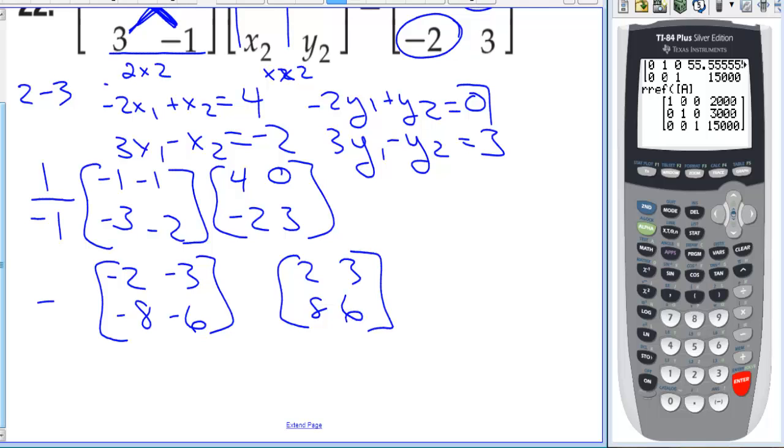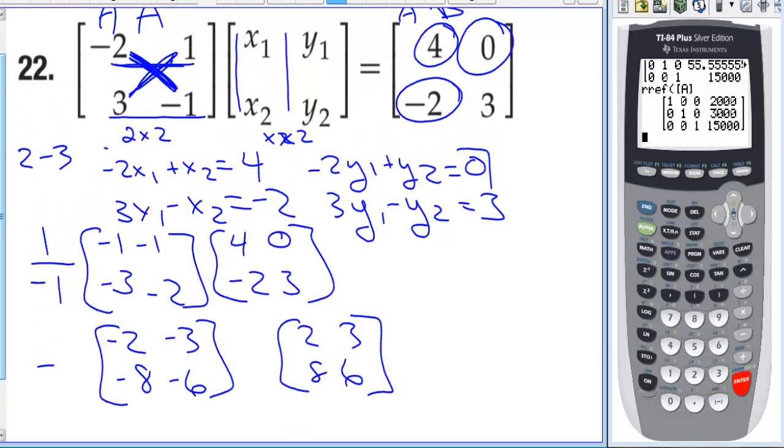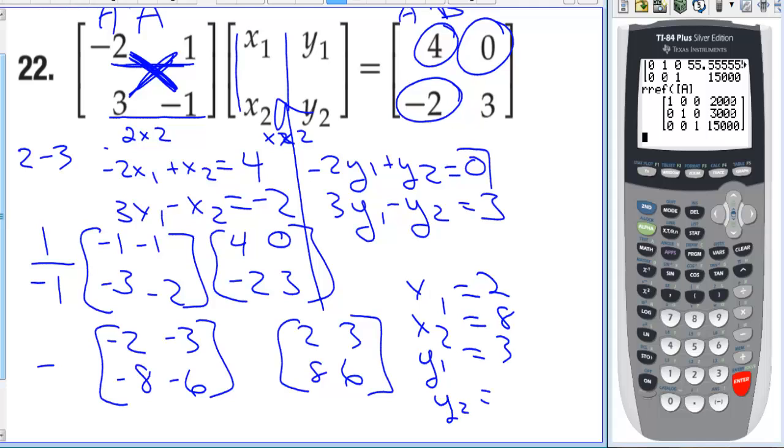But we need to answer the question. Now these are in the same spots, right? So x1 must be 2. X2 must be 8. Y1 has to be 3. And Y2 has to be 6. So that's what I will look for as an answer.